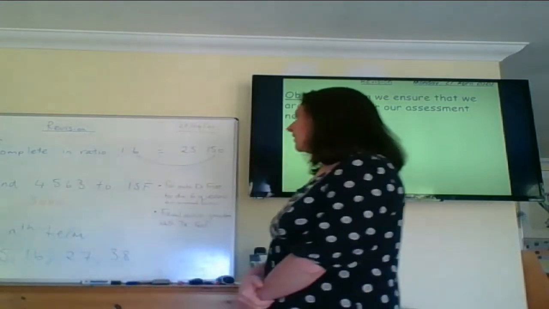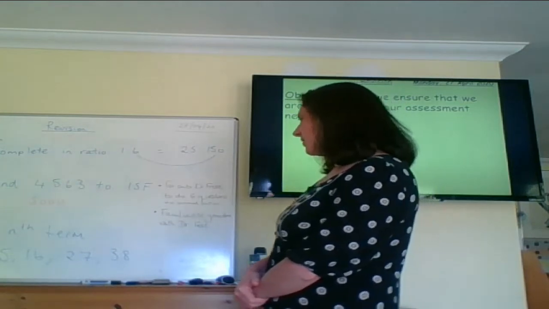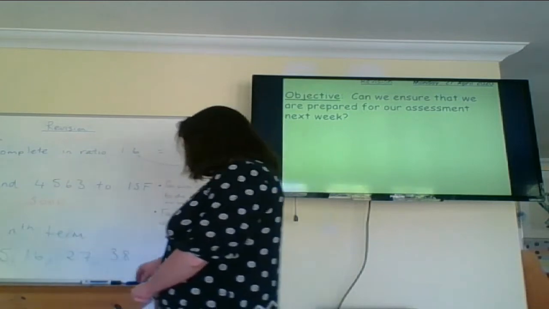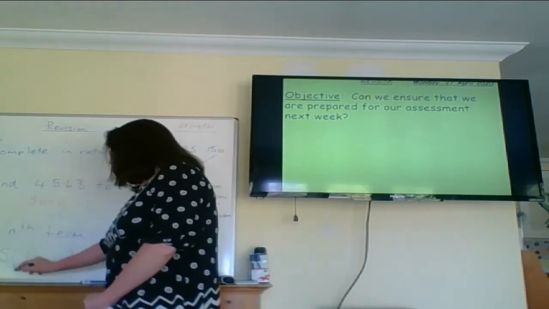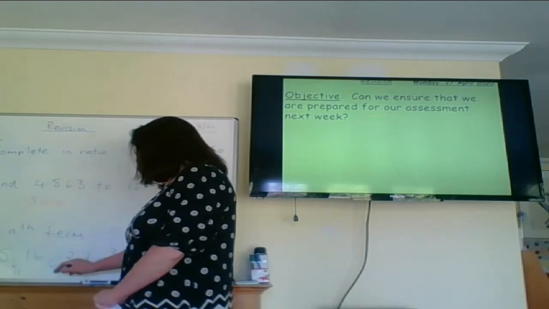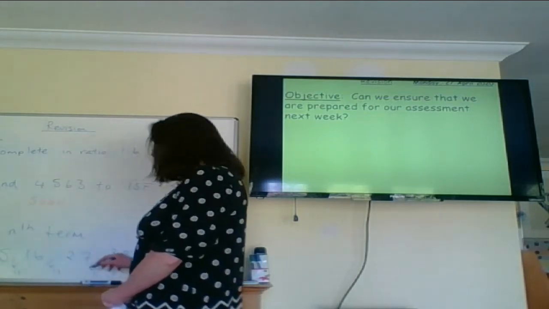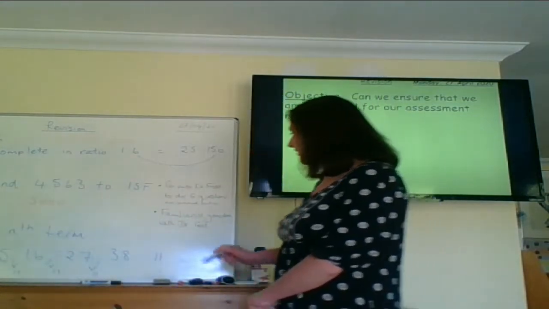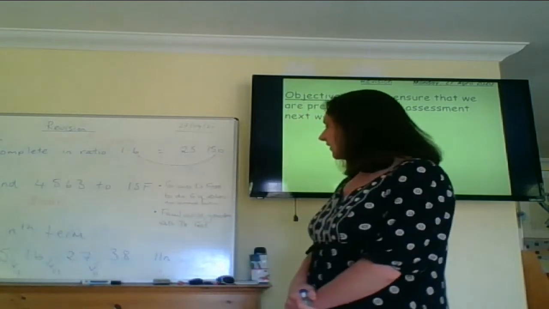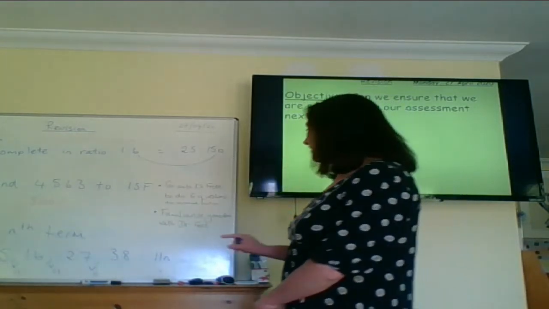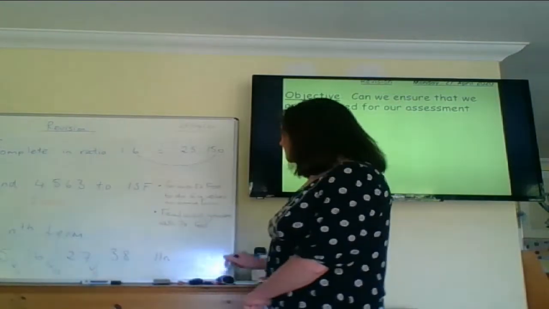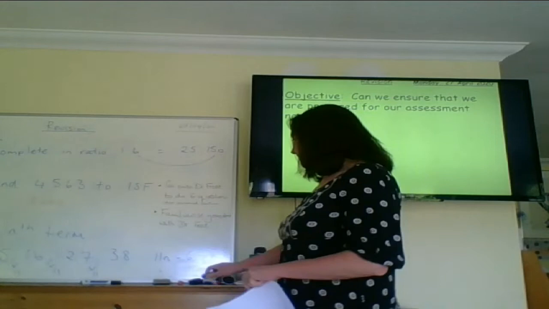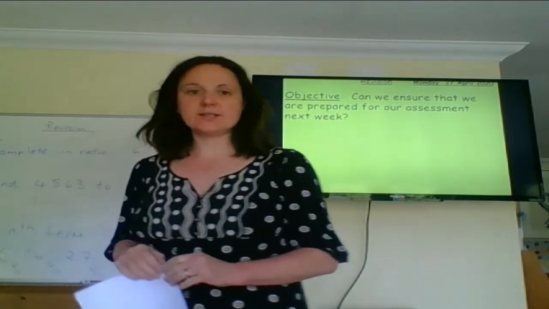So, looking at the nth term, we need to look at what numbers are the difference between them. So 5 to 16 is 11, 16 to 27 is also 11, 27 to 38 is also 11. So there's 11 between each one, so that becomes 11n. Now, what do we have to do to that 11 to get to 5? We have to take away 6. So the nth term is 11n take away 6.